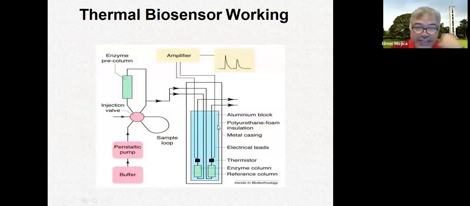Okay, so you can look at it another way of this thermal biosensor working. So you can see there's an enzyme there, a column. You pass through your sample here, okay, and then you always have a reference column and an enzyme column there. So whatever sample you pass through there, it will give you a signal as the analyte interacts with the enzyme.